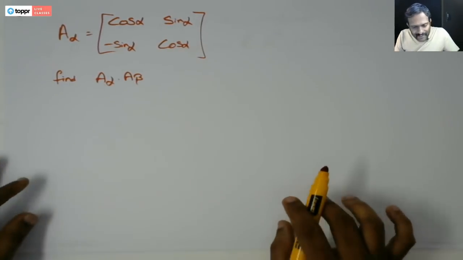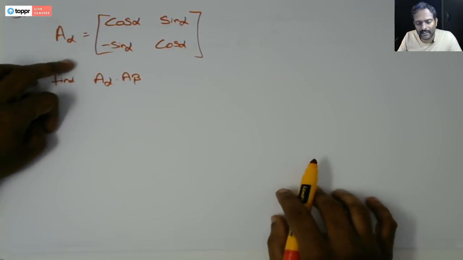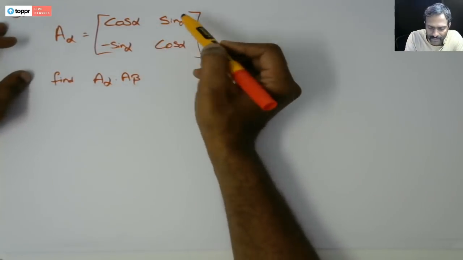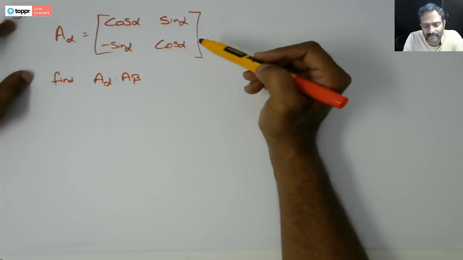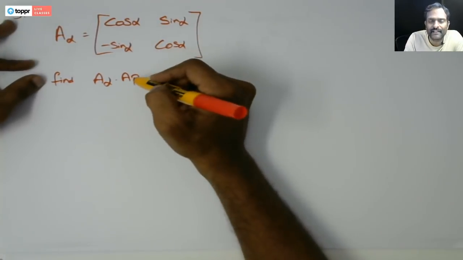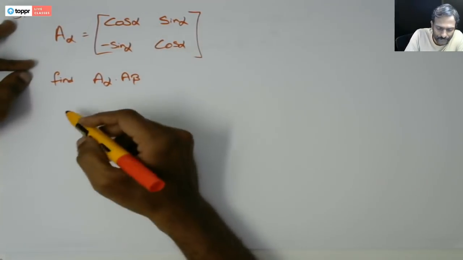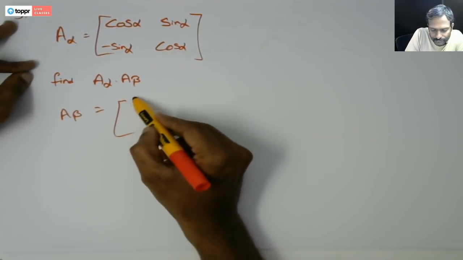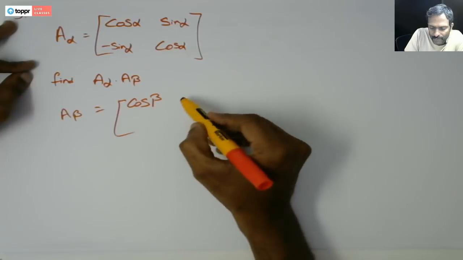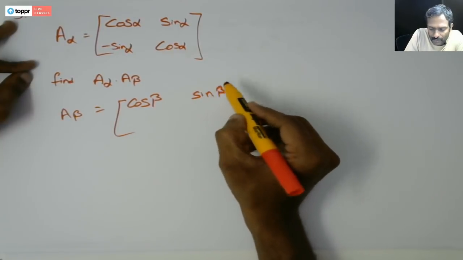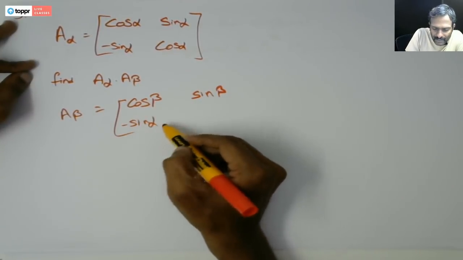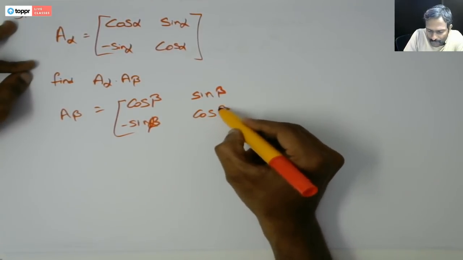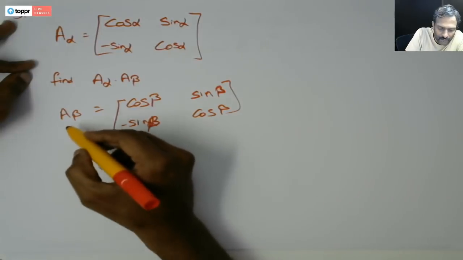And the next question is A alpha, where the suffix alpha suggests the angle given here. A alpha is given as cos alpha, sin alpha, minus sin alpha, cos alpha. We have to find A alpha times A beta. So first let us write A beta, which is cos beta, sin beta, minus sin beta, and cos beta. Right? This is A beta.